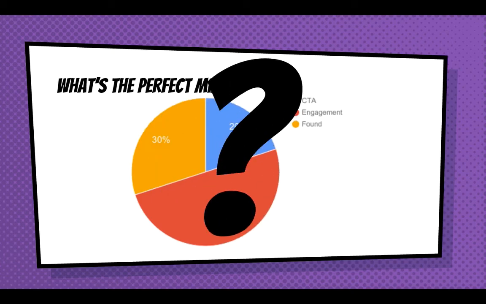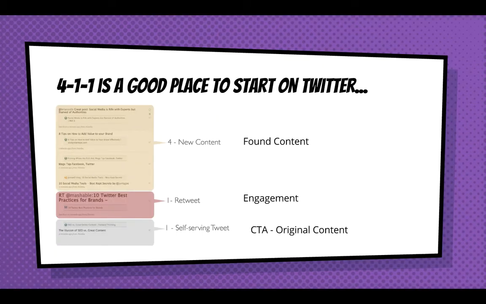Okay, so everybody always wants to know what the perfect mix is. So, how many engagement posts do I do? How many found content? How many do I do with my call to action? In the Facebook marketing course, we go through a lot of different examples because I think when it comes to Facebook, there's a lot more variability. For the purposes of Twitter, I personally think that 411 is a good theory to start with.